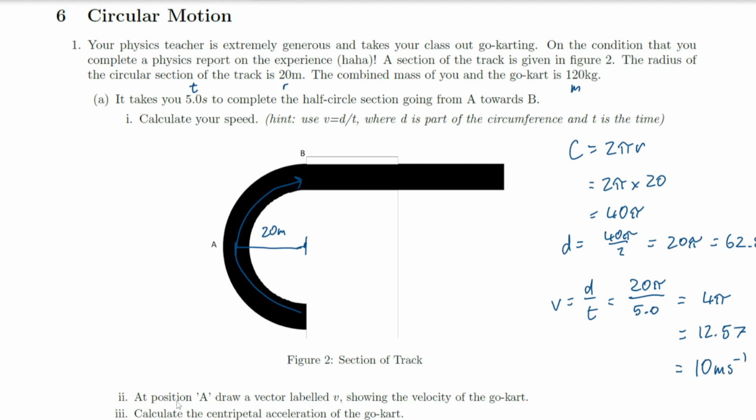So to recap that, we're traveling in a circular path. To work out average speed, we need the distance, which is in this case half of the circumference, divided by the time. So this equation is a good one to remember for circular motion problems, to work out the distance.